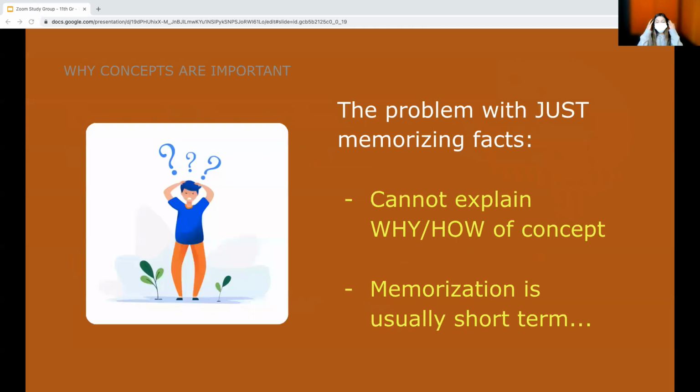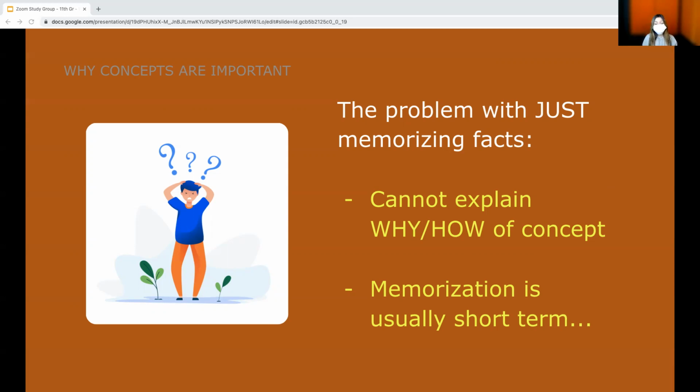So some people ask, why is memorization not enough? The problem with just memorizing facts is that they can't explain the why or how of a concept. And memorization usually is short term. So again, we can't rely on our short-term memory to really display that we understand the concept. Because when we're not really reinforcing that material, we tend to forget. So out of sight, out of mind.